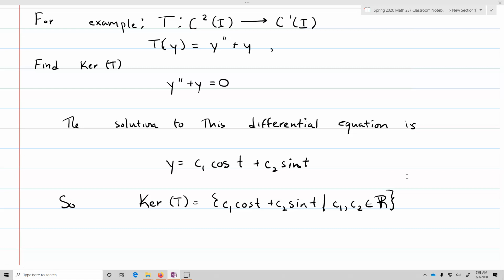You set whatever you've got for the transformation equal to 0, and then you're going to go solve. And if we do this, what we're going to end up with is y equals c1 cosine t plus c2 sine t. And so that's what the kernel of T is. It's c1 cosine t plus c2 sine t, c1, c2 belonging to R. Those are going to end up being the solutions to your differential equation. And so consequently, that's the kernel of T, the solution to that homogeneous differential equation.